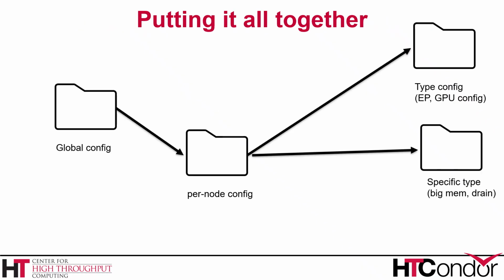So putting this all together, we have one global config file, and all these files are in Git, of course. And that points to, via include, a per node config, and that defines the class of the machine or the type or any specialty. And this may point to one or more files that do further configuration. So for example, we may have common configuration for all our GPU machines or all our machines owned by chemistry or something like that. And we would put that into one file that the specific machine would then include.